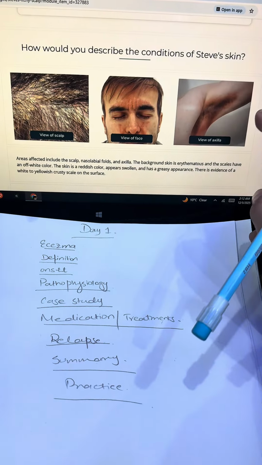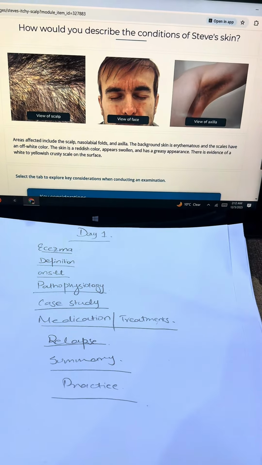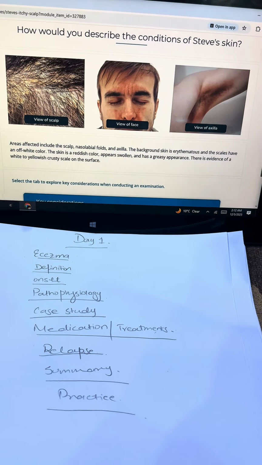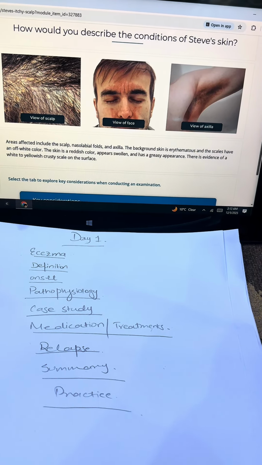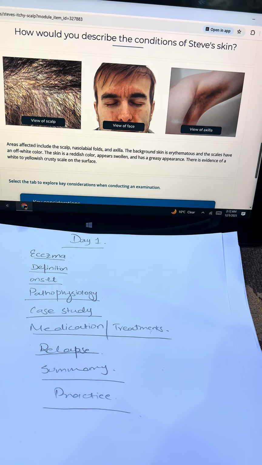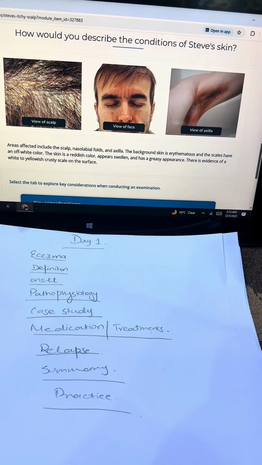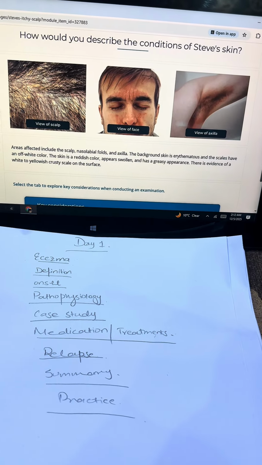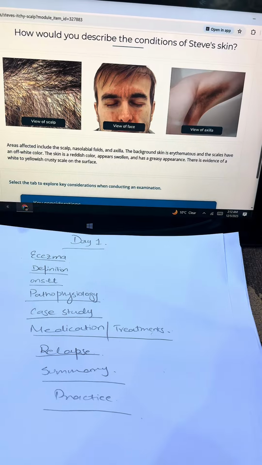In these three pictures, the rash or scaling is present on the scalp, on the face, and a view of the eczema. In the second picture, the nasolabial folds are affected. In the third picture, the axilla, and in the first one, the scalp. These features are present.